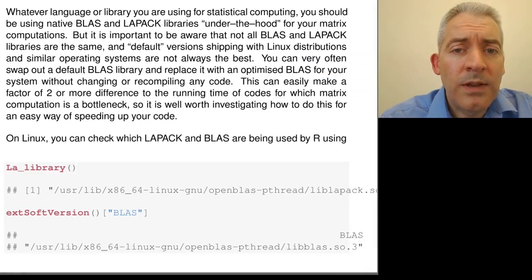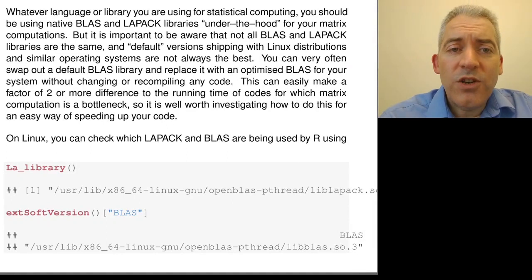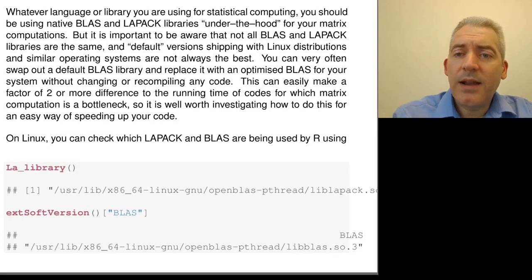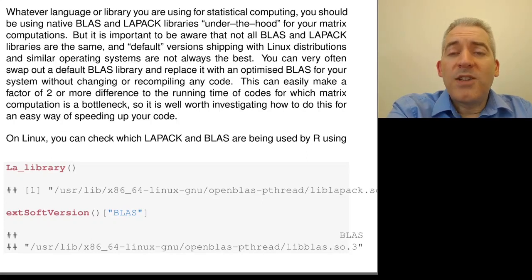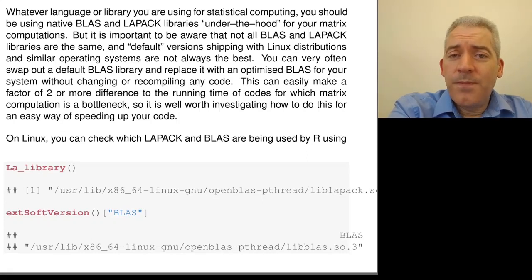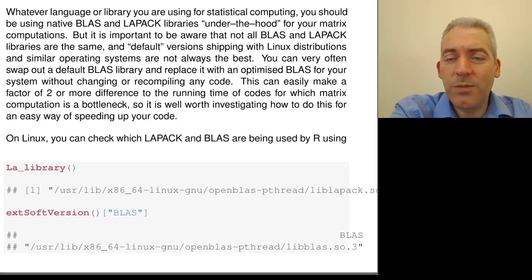Okay, so whatever you're doing, you want to use BLAS and LAPACK to do your low-level matrix operations. It's worth making sure you've got a decent one. As it says here, sometimes if you just use the default one that comes with your operating system, it's maybe not highly optimized for your machine. And so you may want to investigate using a better, more efficient BLAS or LAPACK library. It can make a difference.